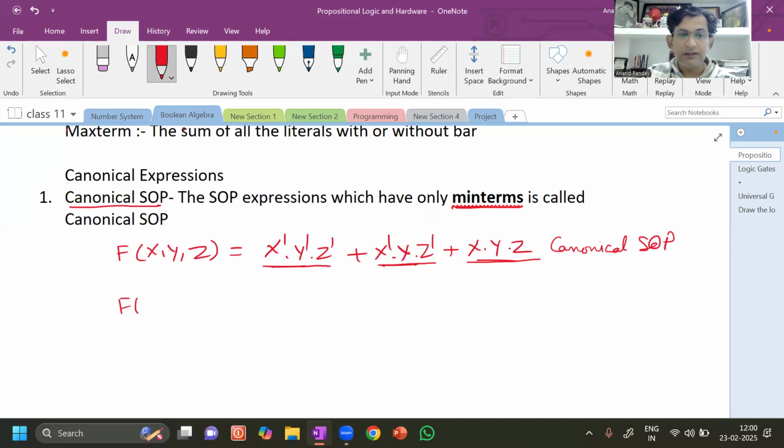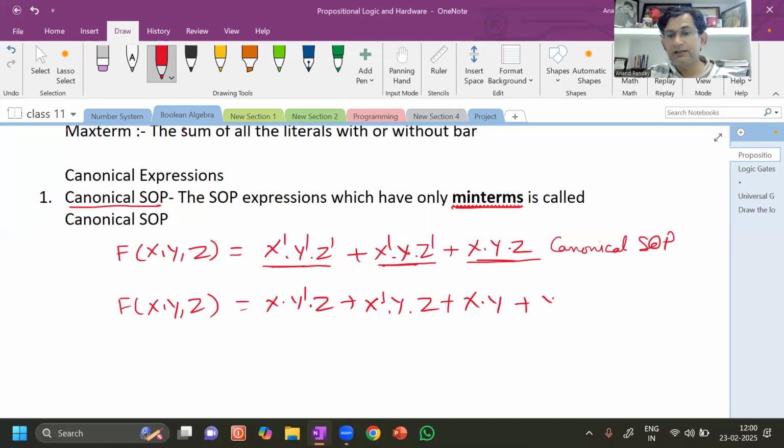Let me show you. F(x, y, z). In this example, consider x' y' z + x' y z + x y + y z'. See, this expression is an SOP expression, but it is not canonical. It is not canonical SOP because you can see this is a min term. Okay, it is a min term.